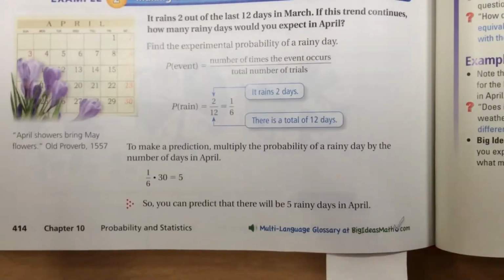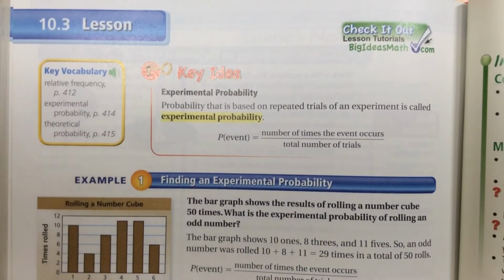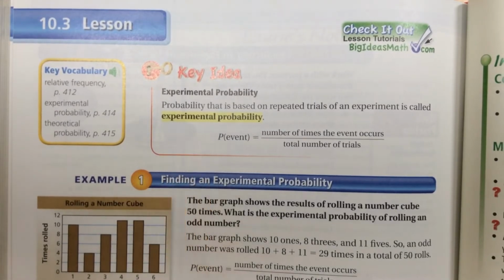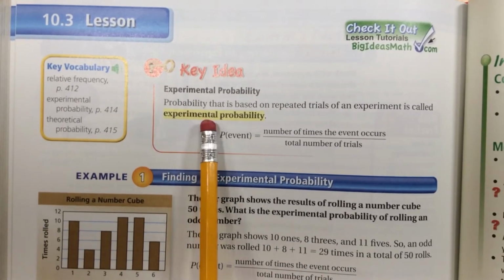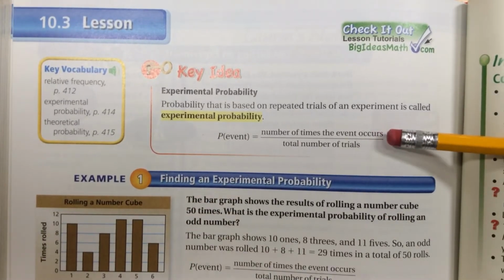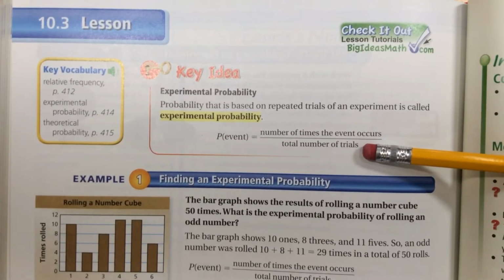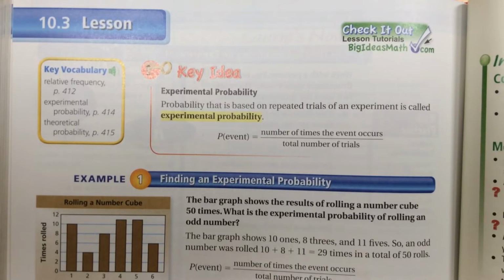Well, in today's lesson, we're talking about 2 different types of probability. The first one is called experimental probability. Experimental probability is what we get when we actually run the experiment. And remember, for math, running an experiment could be as simple as flipping a coin or rolling a number cube. So to find the experimental probability, we take the total number of times our event occurred over the total number of trials.